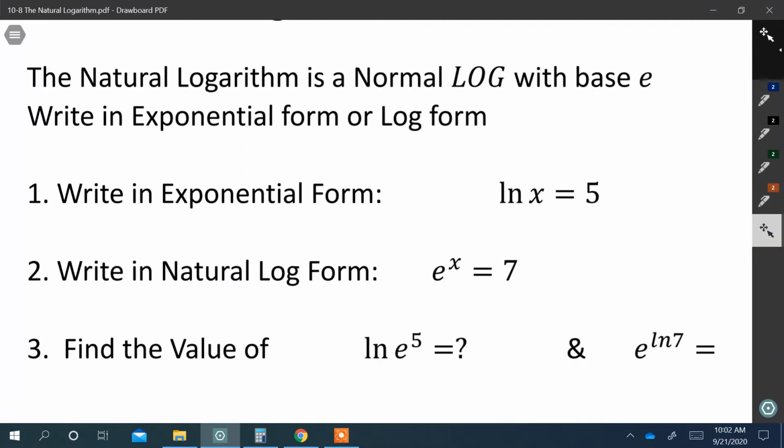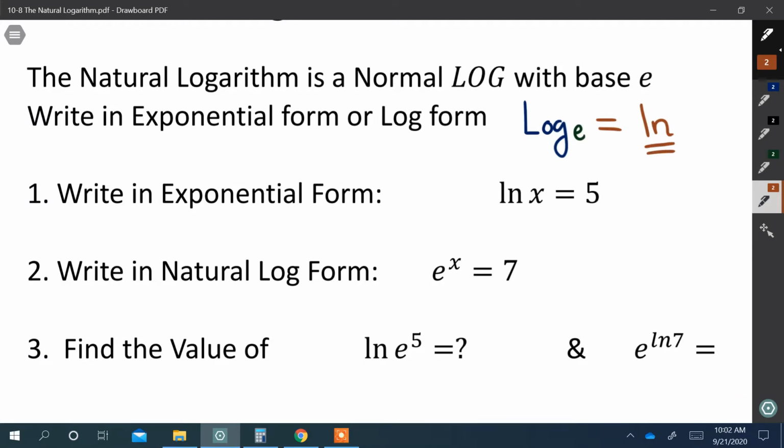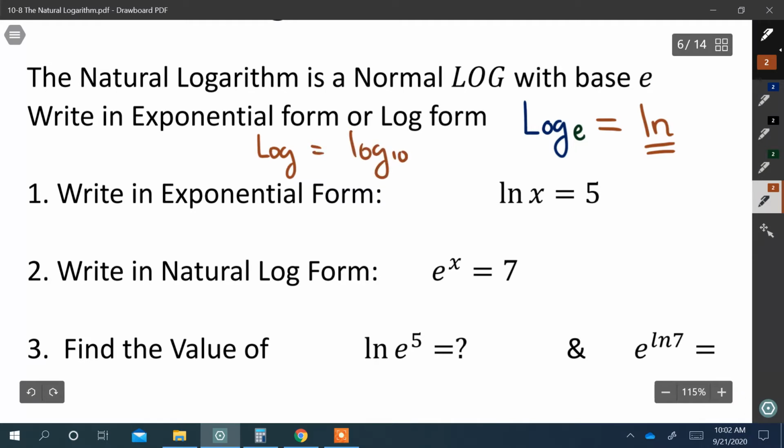Now let's talk about the natural logarithm. It's a normal logarithm, but it has base e. So once again, instead of writing logarithm base e, we actually write the natural log, and here we already assume that the base is e. Now, if I give you log like that, we assume that it is already log of base 10. So on this one, we already assume that the logarithm is base e.